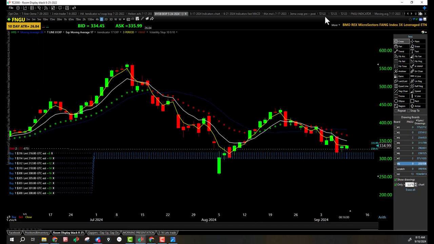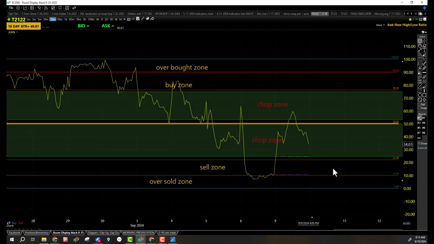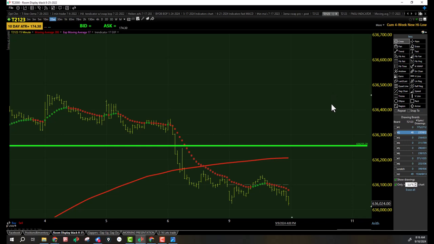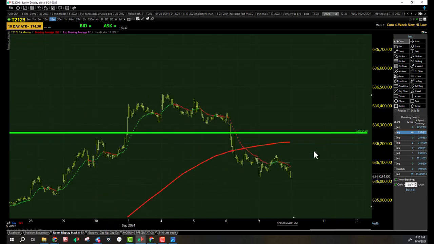Let's take a look at our technicals, T21.22. Price action: we came out of the oversold zone, cleared the sell zone right into the seller's chop zone, made a lower high right here, then a higher low, found ourselves up here in the buyer's chop zone. Bears threw us out, and we came all the way back into the seller's chop zone right here. So T21.23 on the 15-minute chart.